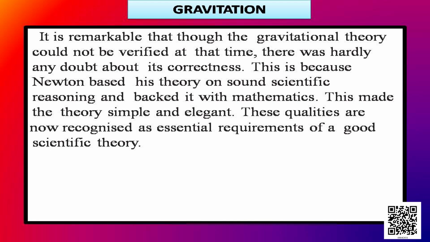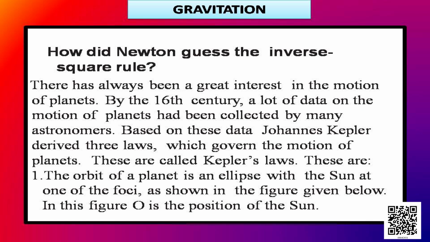Now let us discuss how Newton gauged the inverse square rule. There has always been a great interest in the motion of planets. By the 16th century, a lot of data on the motion of planets had been collected by many astronomers. Based on this data, Johannes Kepler derived 3 laws which govern the motion of planets. These are called Kepler's laws.